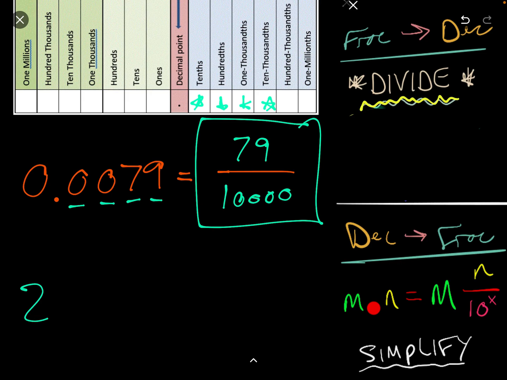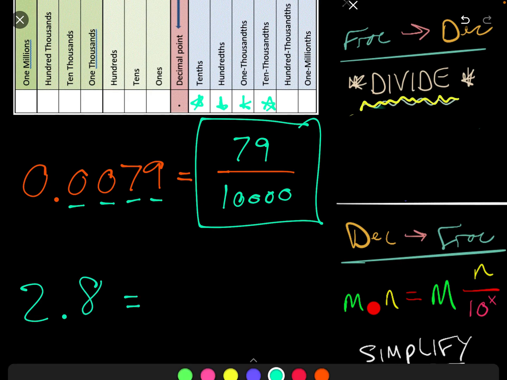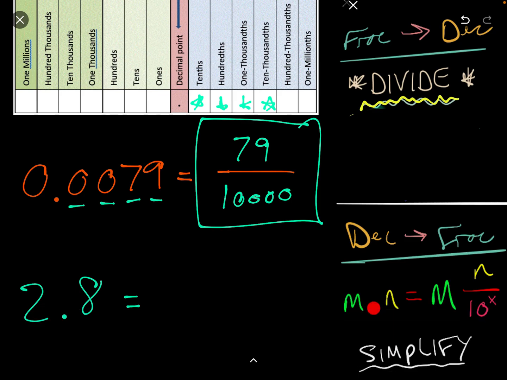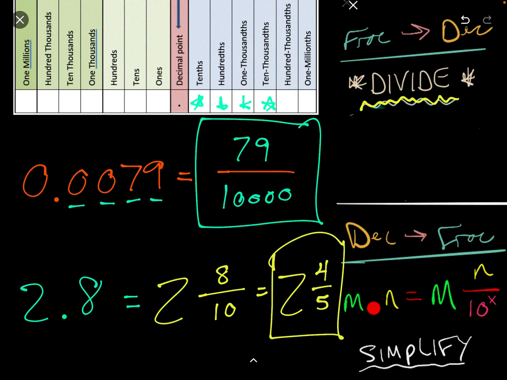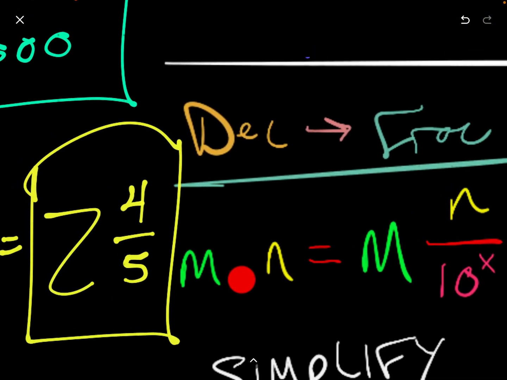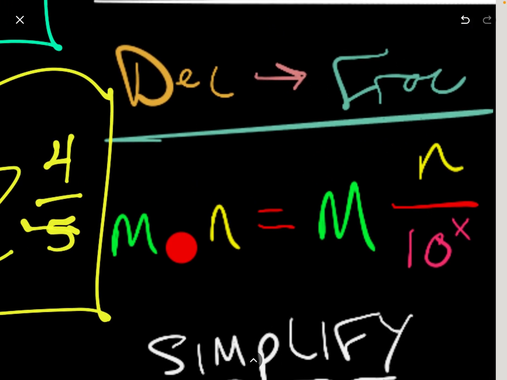Let's see, if we have something like 2.8, that's 2 and 8 tenths. If you say it, 2 whole and an additional 8 tenths. Now we look to reduce that. Yeah, we can reduce 8 tenths. Divide by 2 on top and bottom, and you get 2 and 4/5.